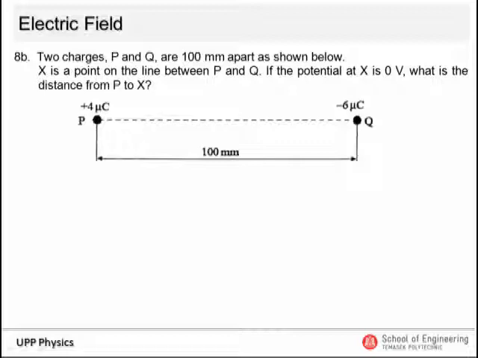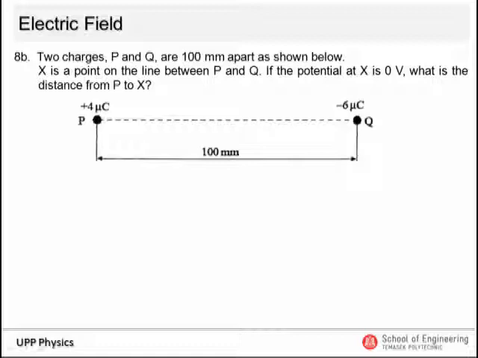Now, before we can start solving this question, it is very important that we know certain terms and the formula that's needed to solve this question. We are required to find this distance where the potential at point X is 0. So we need to have a clearer understanding of what is meant by potential.